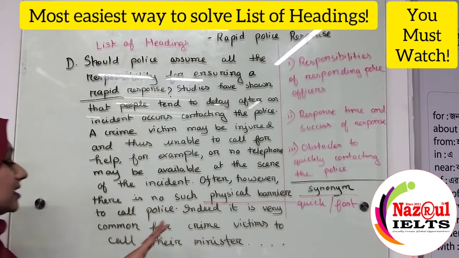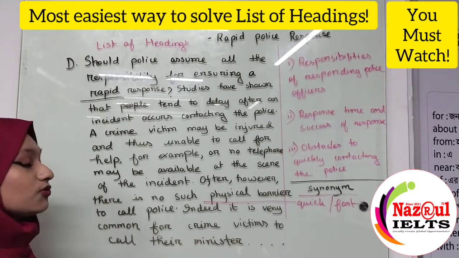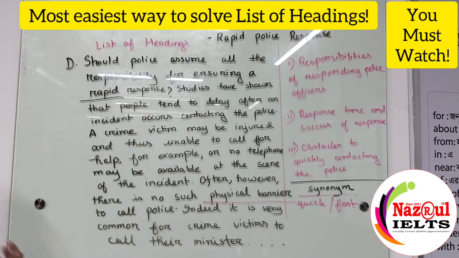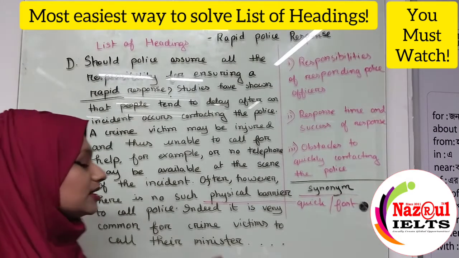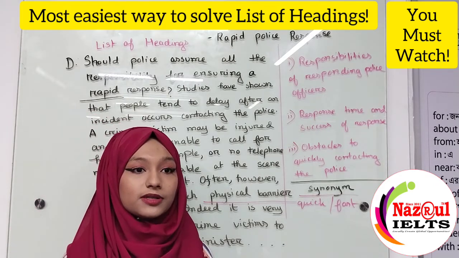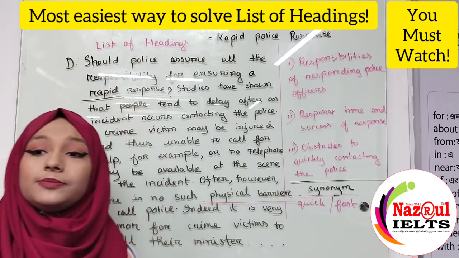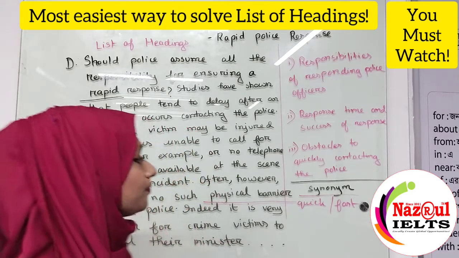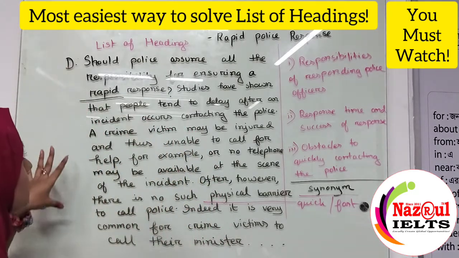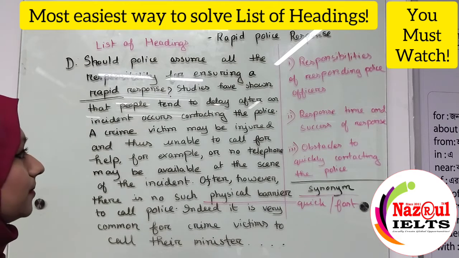Okay, so indeed it is very common for crime victims. What is common for them? Instead of calling the police, they call their minister, their family members, and random people who are not going to help. Okay, all right. So let's find the answer.